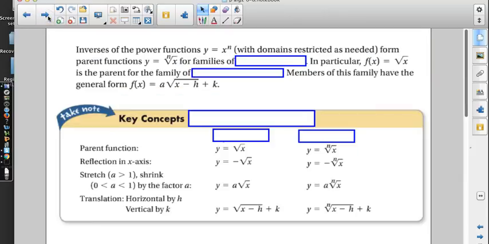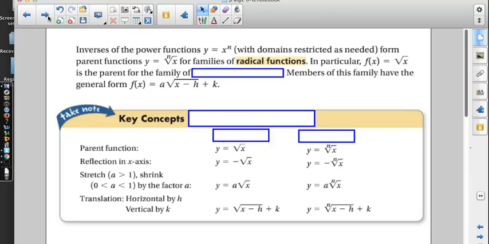All right, inverses of the power functions y equals x to the n, if we restrict the domains as needed. Sometimes we'll need to do that, sometimes we won't. They will give us y equals the nth root of x, and those will be families of radical functions. So we'll have a family of square root functions. We'll have a family of cube root functions. That's as far as we're going to go. We will talk a little bit about fourth root and sixth root and all of that.